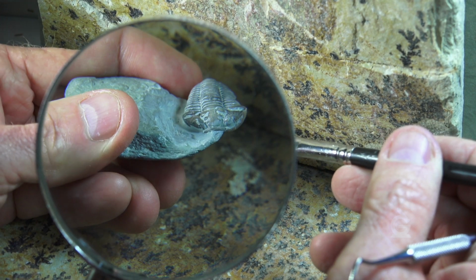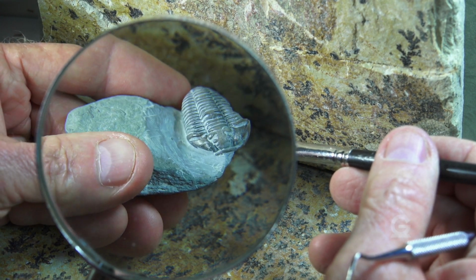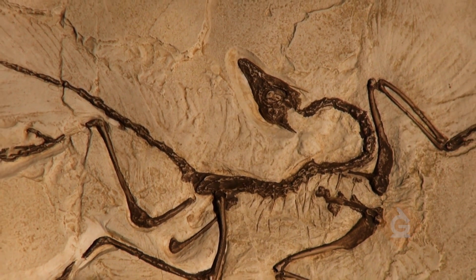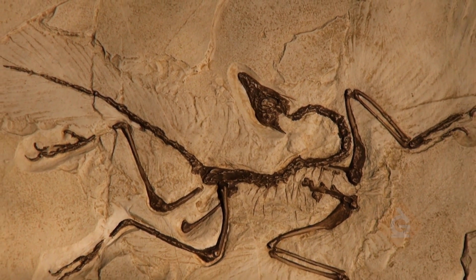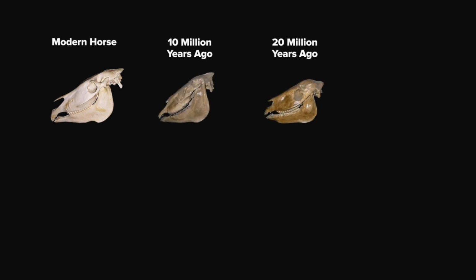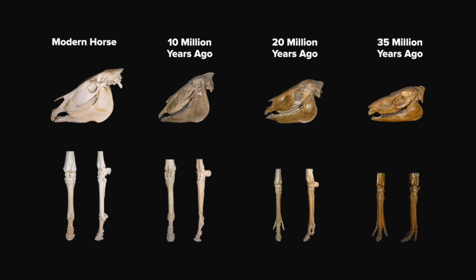Scientists compare current living things to fossils to see how their anatomy has changed over time. For example, here is the skull of a modern horse. And these are the skulls from horses that lived 10 million years ago, 20 million years ago, and about 35 million years ago. What do you notice? It looks like its shape and size changes over time. Exactly. Now take a look at the fossilized leg bones of those same animals.